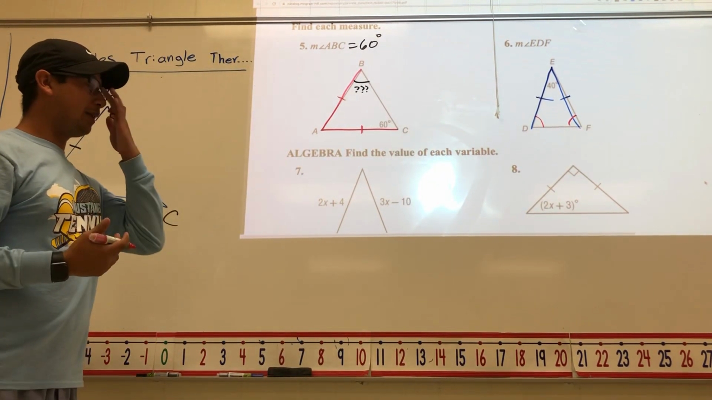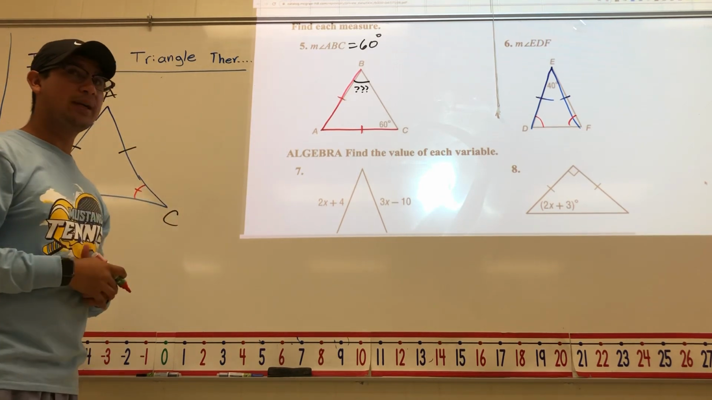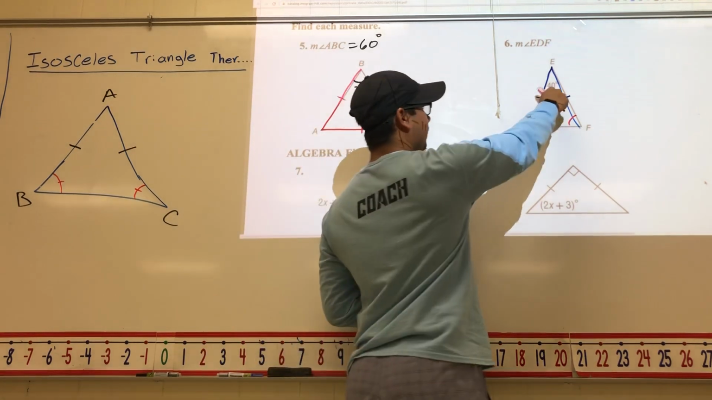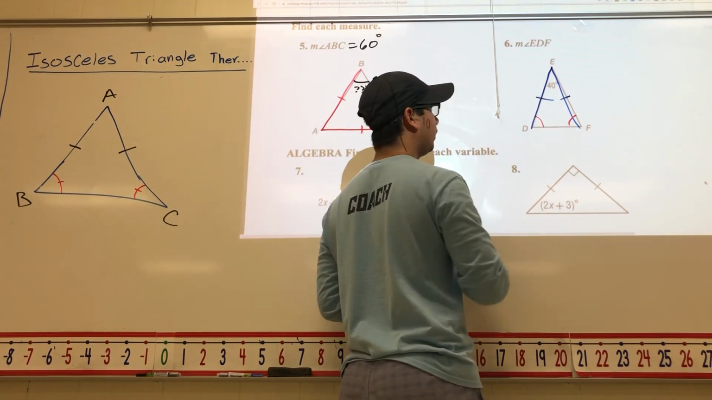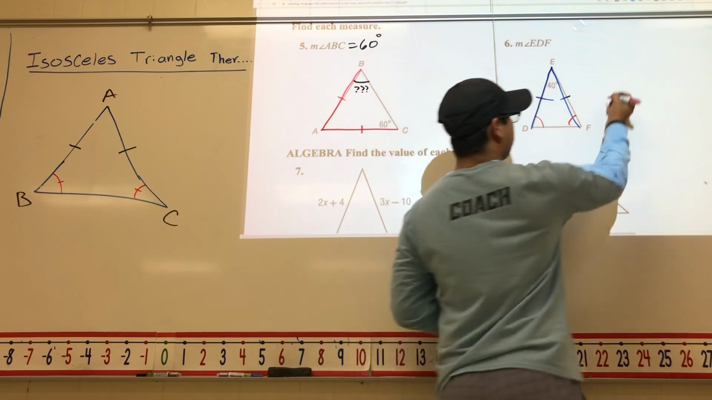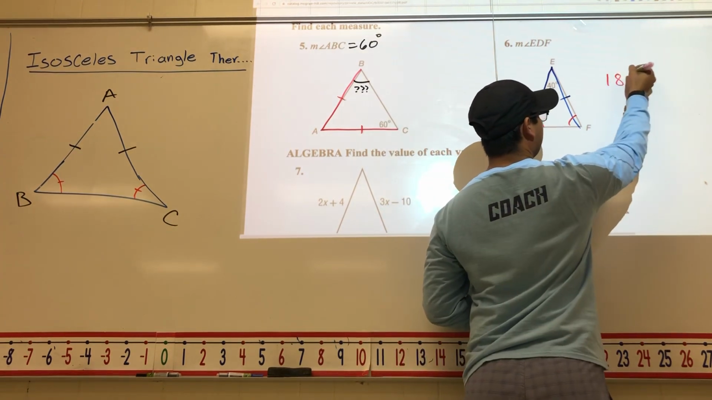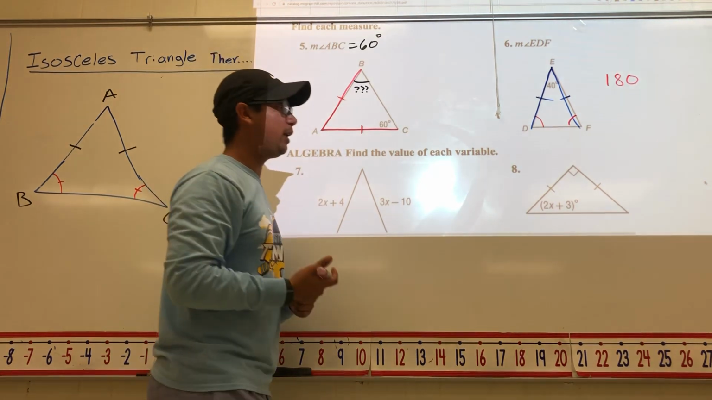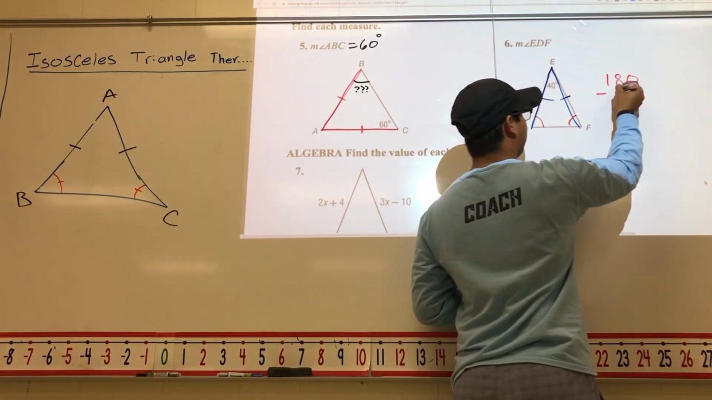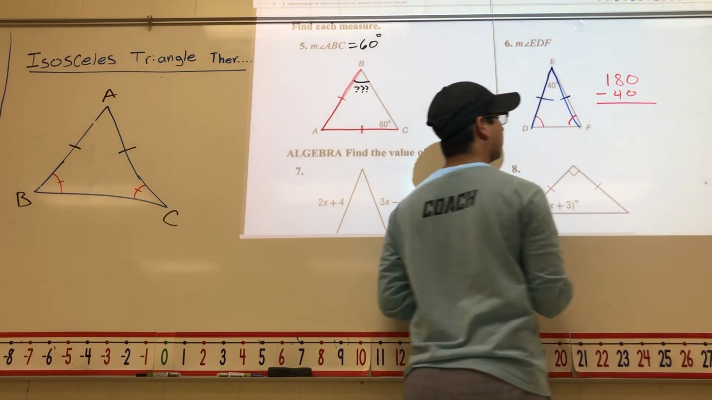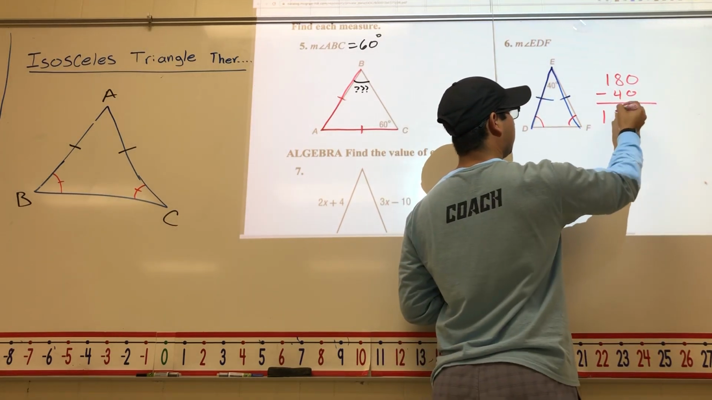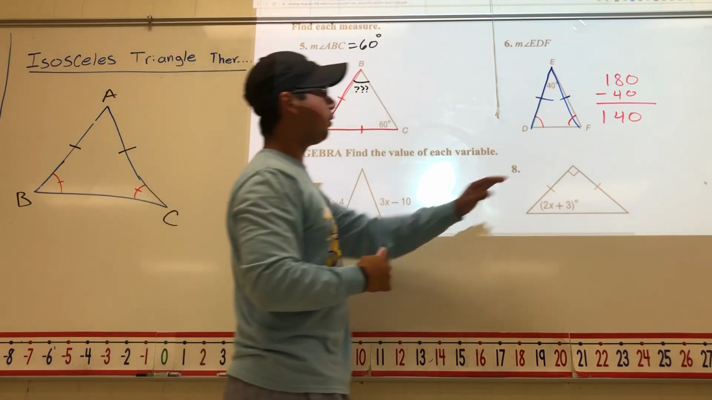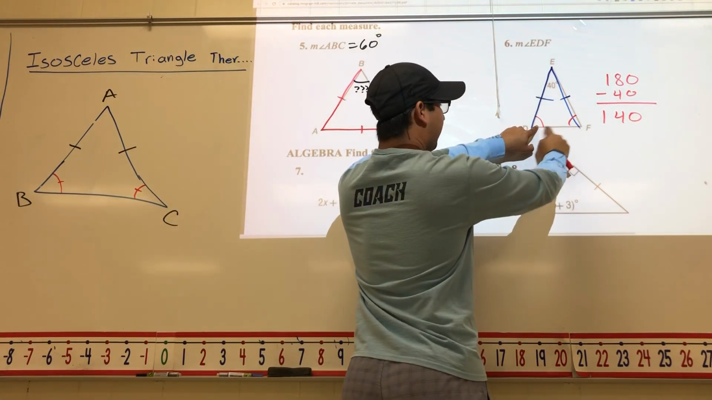Now we all know that when you add up all the angles of a triangle, it should give you 180 degrees, right? Well, they give us this number right there, which is 40. So we're going to take 180, which is the total when you add up all the angles, and we're going to subtract that 40 from there. So that's going to leave us with 140.